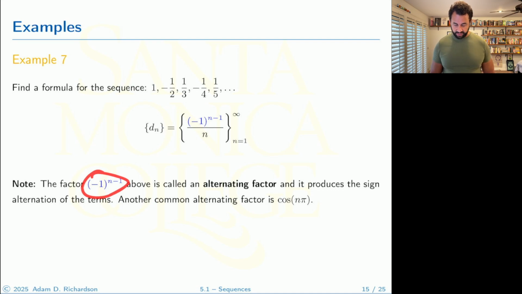This is a classic one. There is another common alternating factor. It is cosine of n pi. We'll talk about that later on. I don't think it shows up in the activity, but when we talk about the cosine function in chapter 6, we'll talk about cosine of n pi. Okay. Now, there's a bunch of good examples.